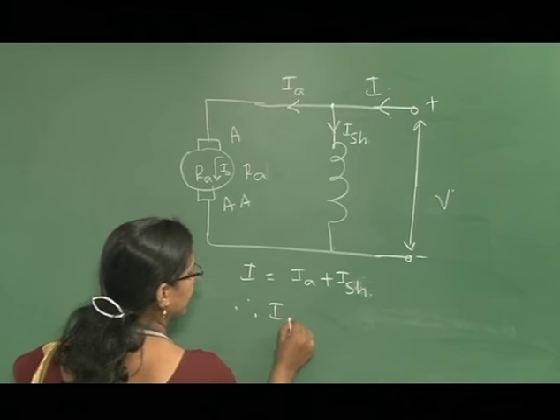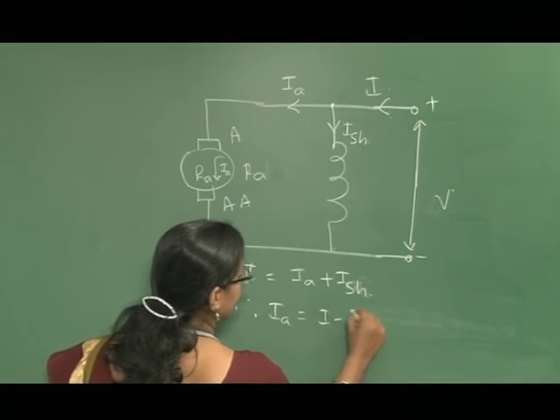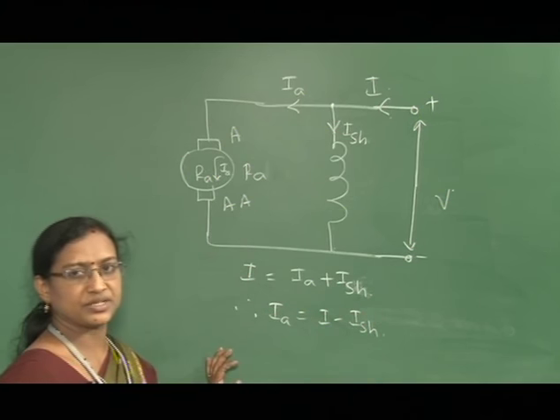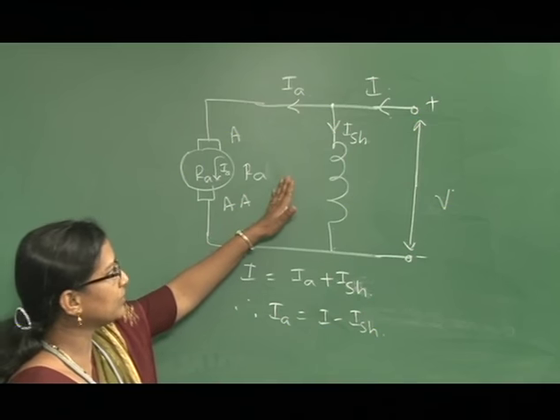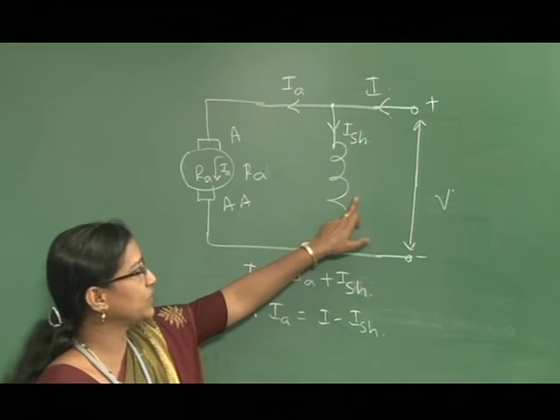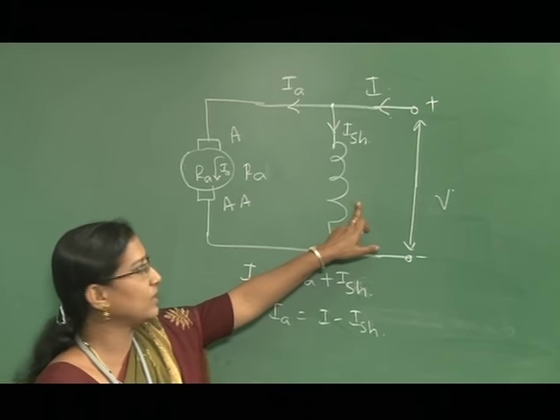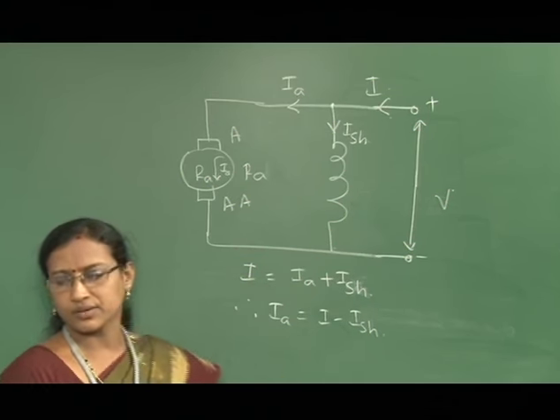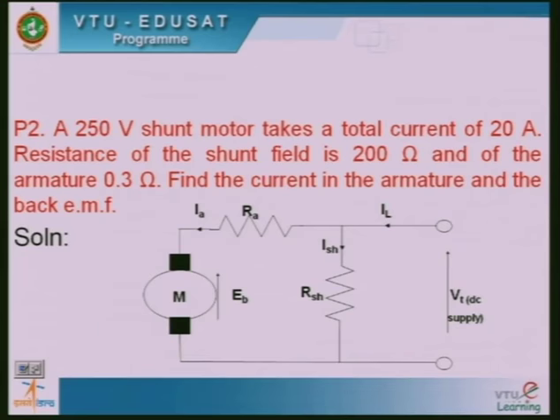Therefore, armature current IA is equal to I minus ISH in the shunt field or shunt wound motor. Here we can represent the field by using a resistor, or equivalently by using the symbol of a coil like this. Okay. So, now what are the data given in this?